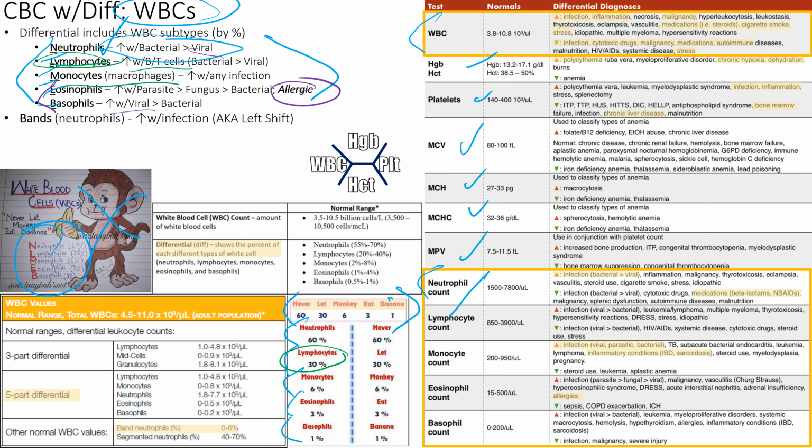Someone has an allergy to penicillin, for instance, and you can look at their white blood cell count right after. You're going to see the eosinophils be ridiculously high, more than what percentage? More than 60%? Just run it through: 60, 30, 6, more than 3% would be an allergic reaction.